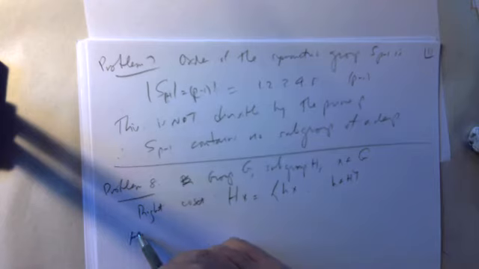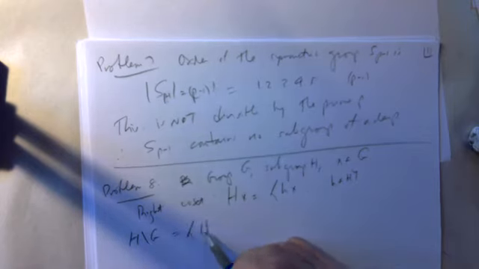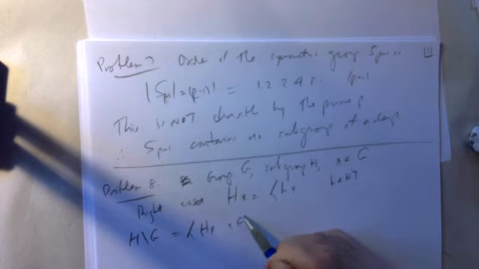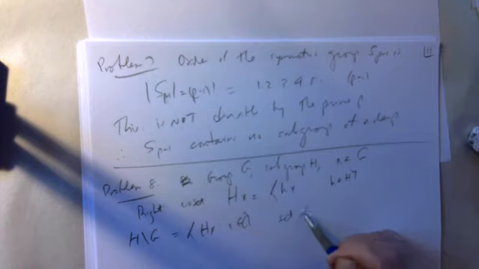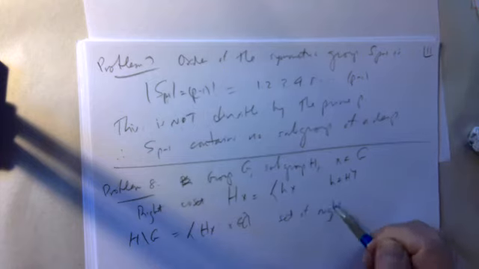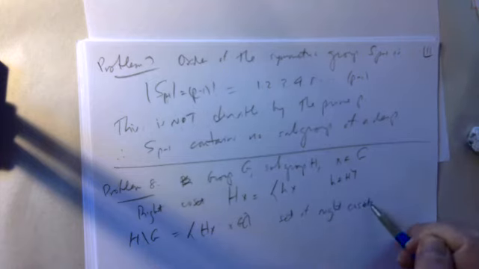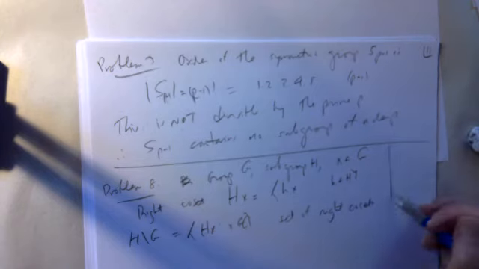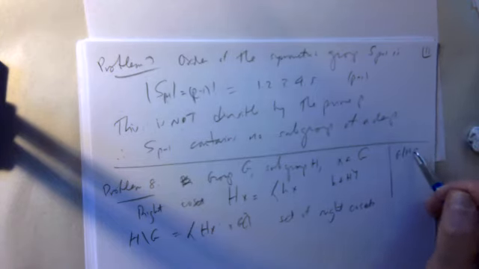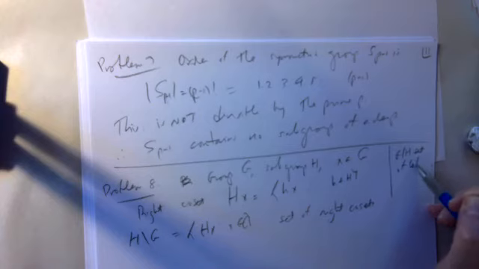And H mod G is the set of right cosets. Remember, G mod H was the set of left cosets. But whenever you have a subgroup of a group, you have the left cosets and you also have the right cosets.